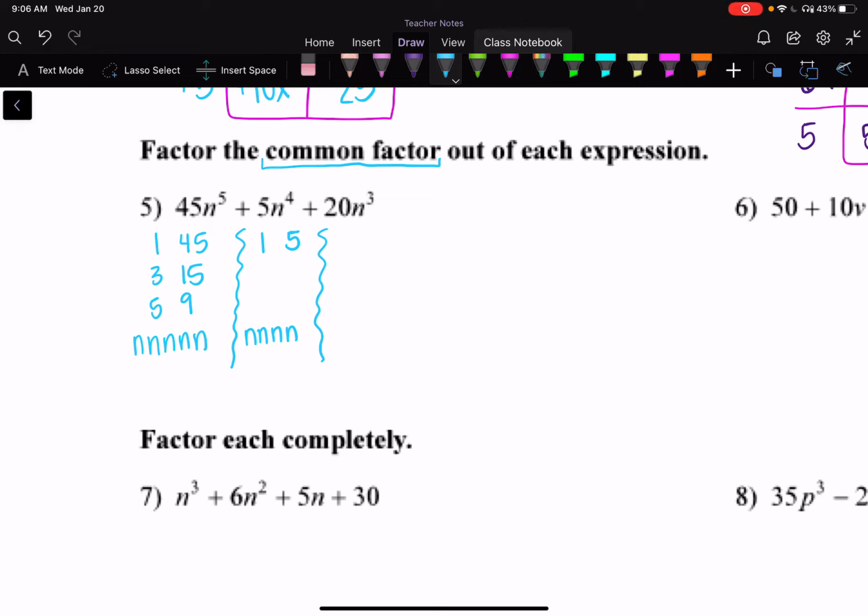And then 20. All of your factor pairs are 1 and 20, 2 and 10, 4 and 5, and 3 n's.